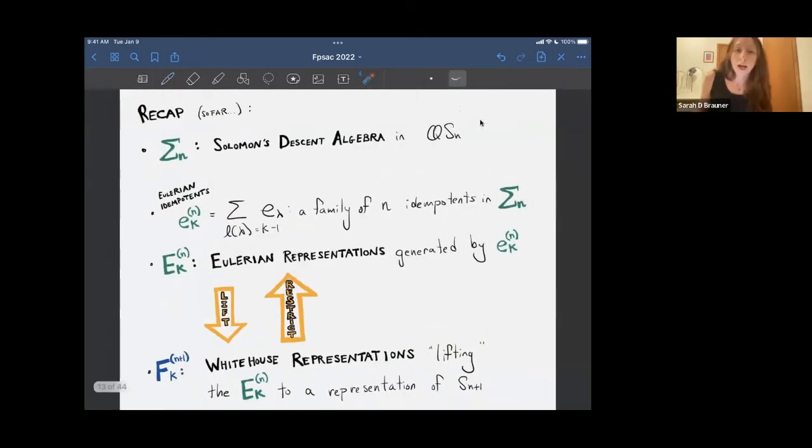All right, so to recap what I've said so far, I started with this combinatorially defined algebra called the descent algebra. And then I defined idempotents in that algebra. And I said those idempotents generate representations, and those representations have this interesting property that they lift from Sn to Sn plus 1 representations. But from what I've said so far, I've given you very little intuition about why this lifting is happening in this case. And so that's what I want to do now.